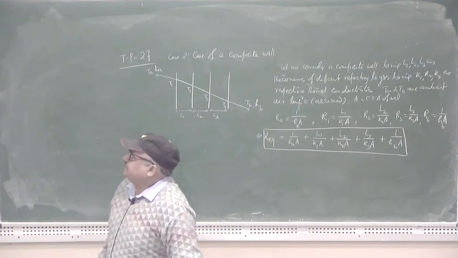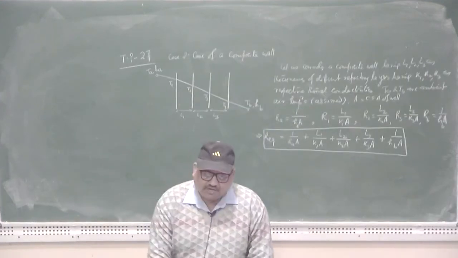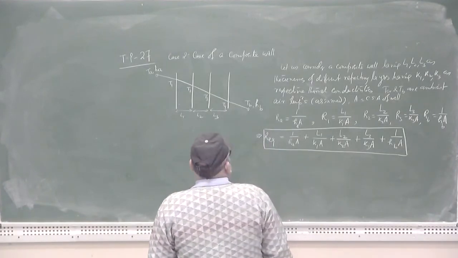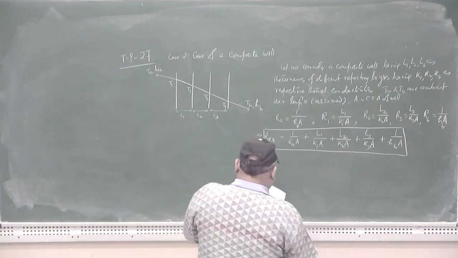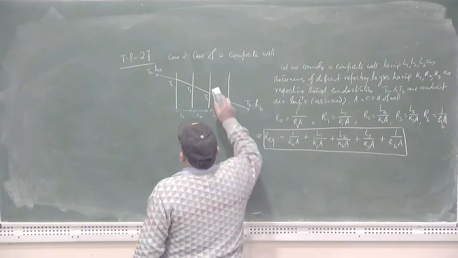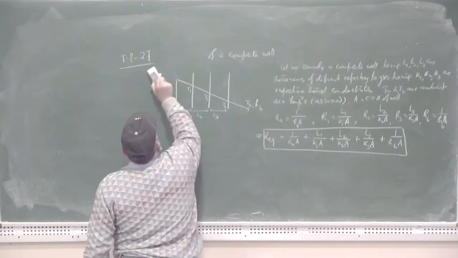So, this is the practical application of Fourier equation. Another case, that is the case number 3. In this case, we will consider a cylindrical system with no heat generation.